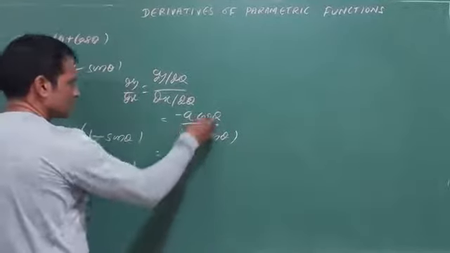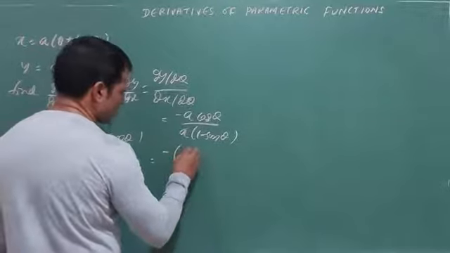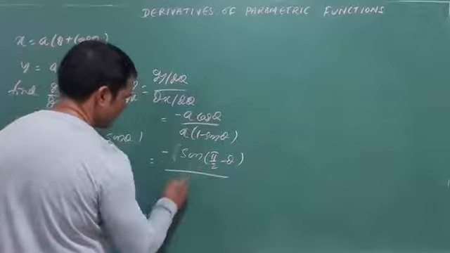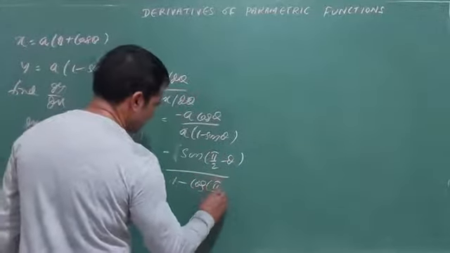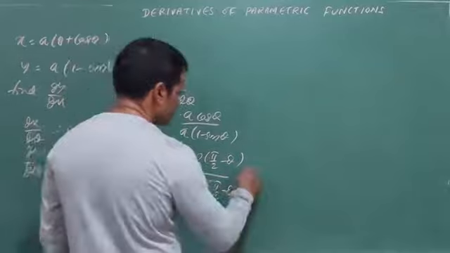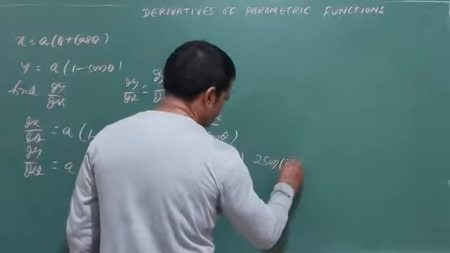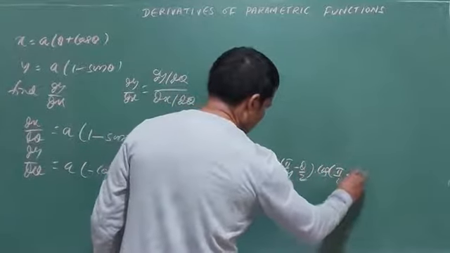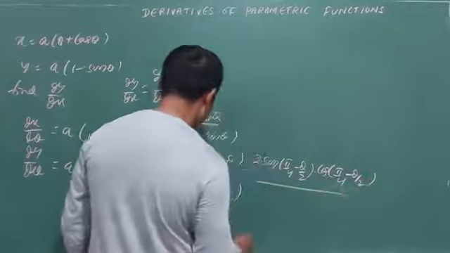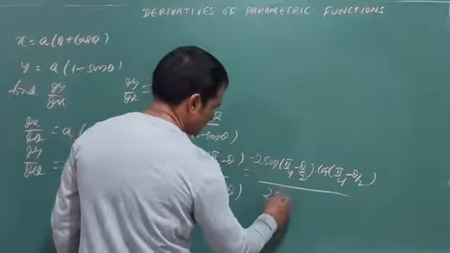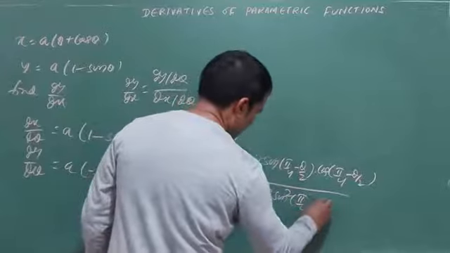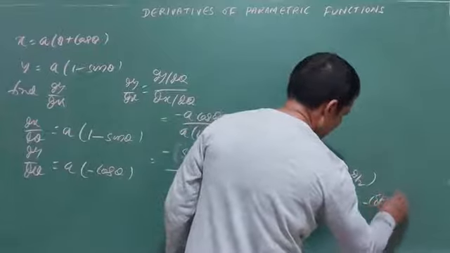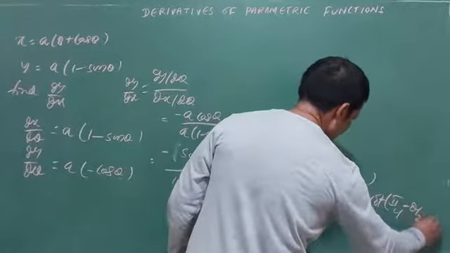A cancels out. Convert cos theta to sin of pi by 2 minus theta, and 1 minus sin theta to 1 minus cos of pi by 2 minus theta. So sin converts to 2 sin theta by 2 into cos theta by 2, and this becomes 2 sin square of pi by 4 minus theta by 2. Cancelling out, the answer is minus cot of pi by 4 minus theta by 2.